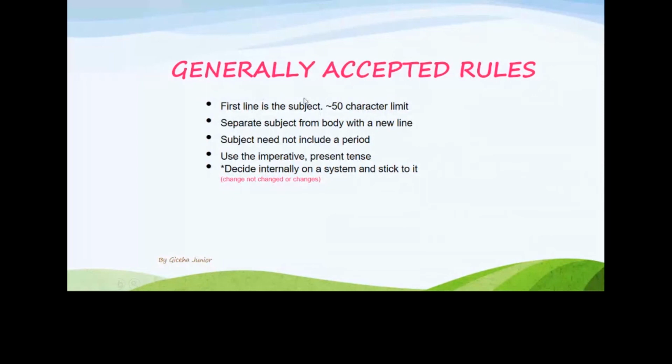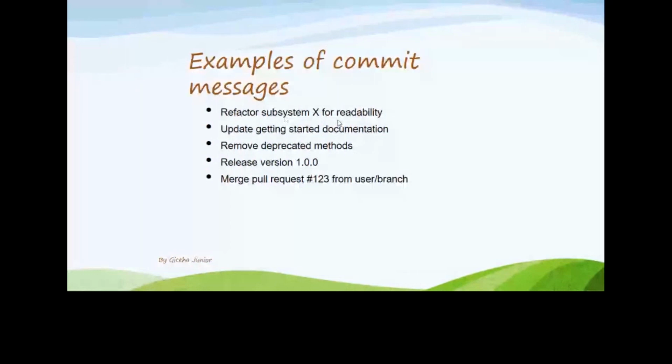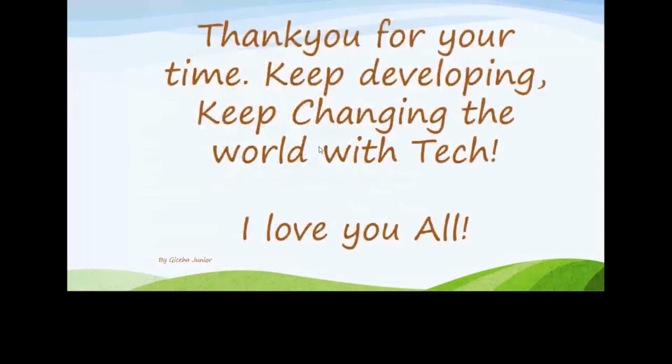Then he has examples of commit messages, like "refactor subsystem X for readability," so someone can know they refactored the system and why, for easier readability. Then "updated getting started documentation," meaning they updated the documentation called getting started. "Removed deprecated methods," meaning there were methods that were outdated and the person removed them. Then "released a new version" and maybe merged pull requests. Then this is the hash code from the user branch. Then I think that was the end of his presentation.